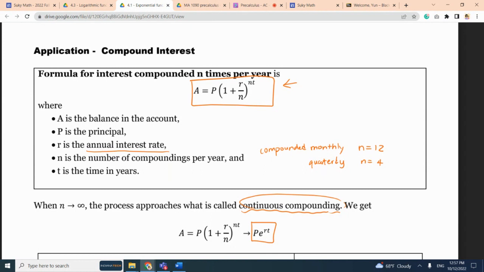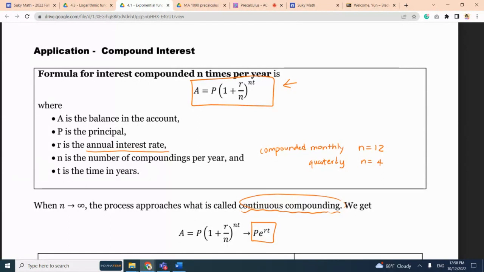So maybe 3%, 5%, 2%. Those are the annual interest rates. And then N is the number of compoundings per year. So for example, if it says the account is compounded monthly, then N is 12 because 1 year has 12 months. Right, everybody? So N is the number of compoundings.